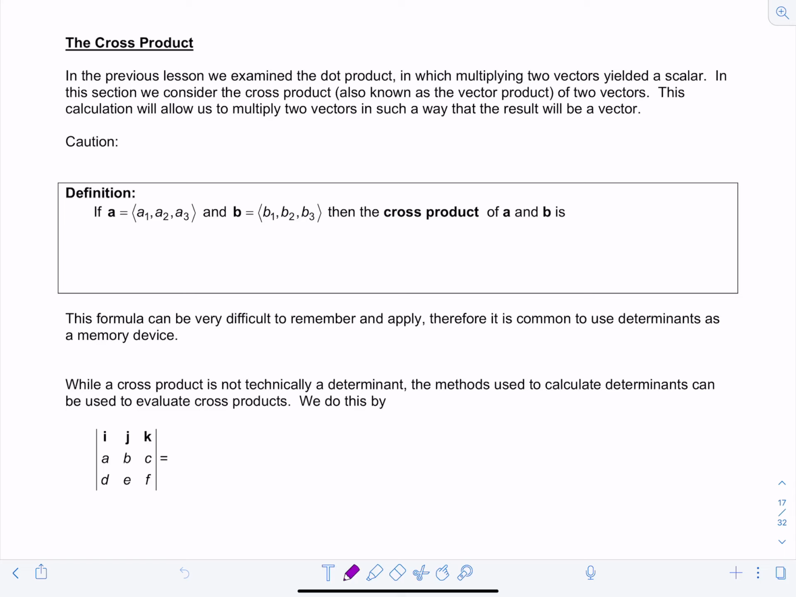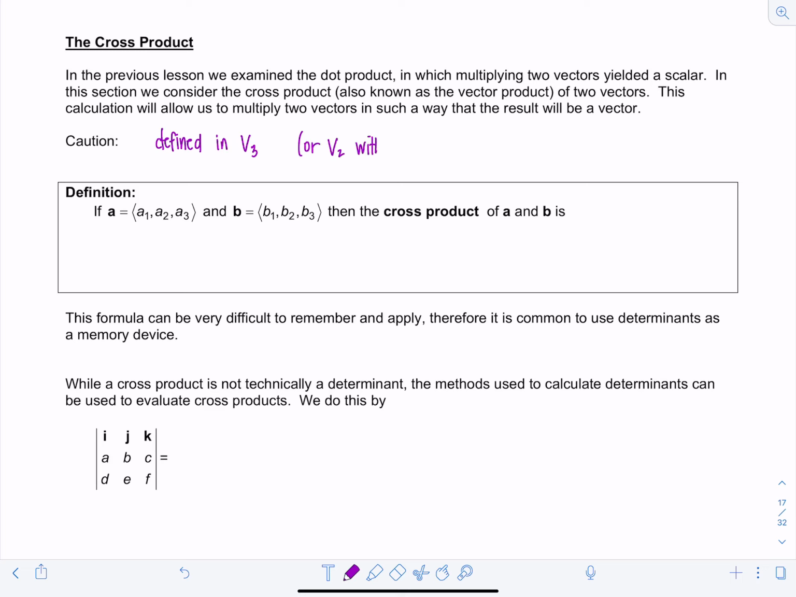Now, as a note of caution, the cross product is defined in three-dimensional vector space. So it's defined in V3, or you could apply it in two-dimensional vector space by letting z equal 0, with the third component equal to 0. This is different from the dot product. Remember, the dot product worked for n-dimensional space.